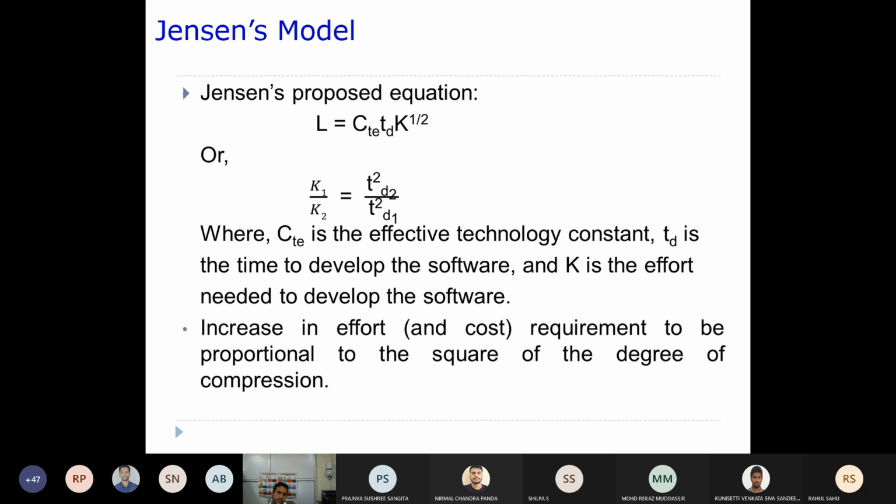So here we end with staffing. We'll be going into the other topic called scheduling. We'll talk about scheduling a little bit today.